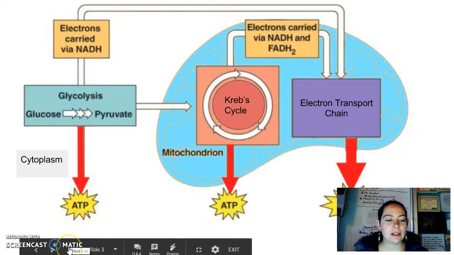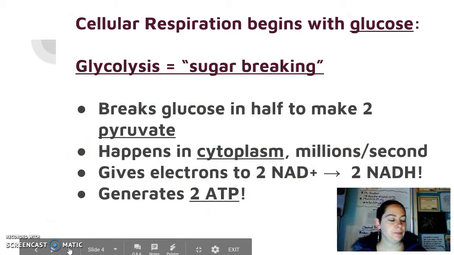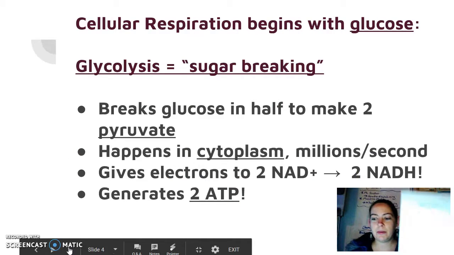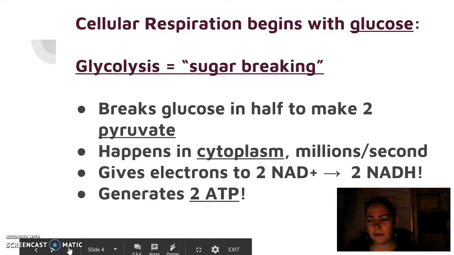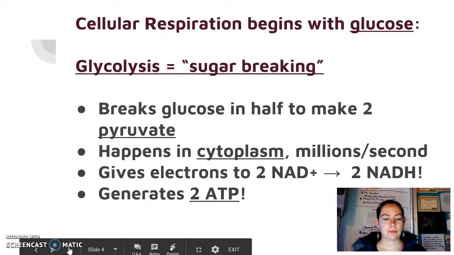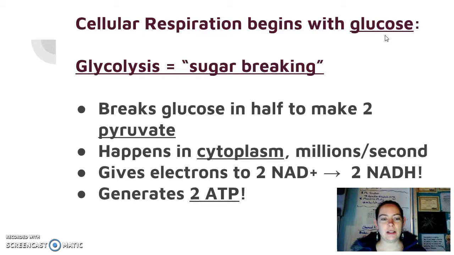So let's take a closer look at step 1. And make sure you have this paper with you. It's got the bubbles on it. Cellular respiration. So we're going to fill in these bubbles as we go. So the first bubble at the top, cellular respiration, begins with glucose. So you can fill that bubble in and pause if you need to. And glucose is broken down in the process called glycolysis. So that's the bubble just below the first one.